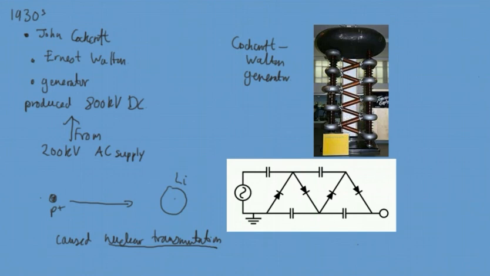Today, Cockcroft Walton generators are still used in particle accelerators to help accelerate the particles to the speeds they need to be at. So this was a huge breakthrough in the study and development of particle accelerators, and opened the door for more powerful accelerators to be built. In the next video we'll look more into this. We'll look at linear accelerators and cyclotrons and how this developed new areas of physics.